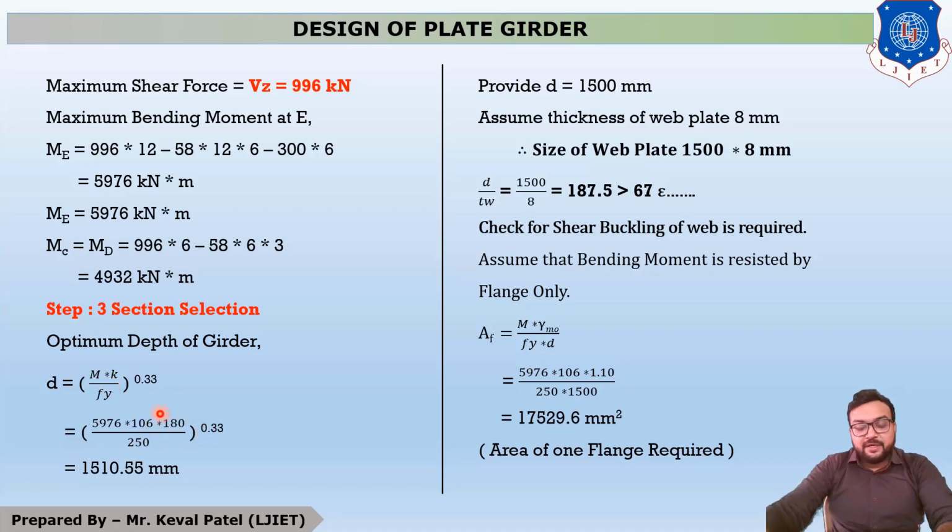At that time, we have to provide the value of K as 180 and Fy as 250 raised to 0.33. So you will get your answer 1510.55. It means you have to provide the maximum depth of 1510.55. So for buckling safety, the optimum depth of the web is less than this value. So in this example, we have to provide a value of small d as 1500 mm.